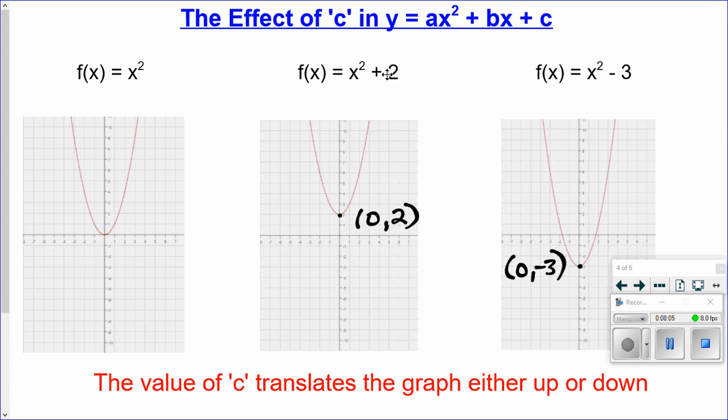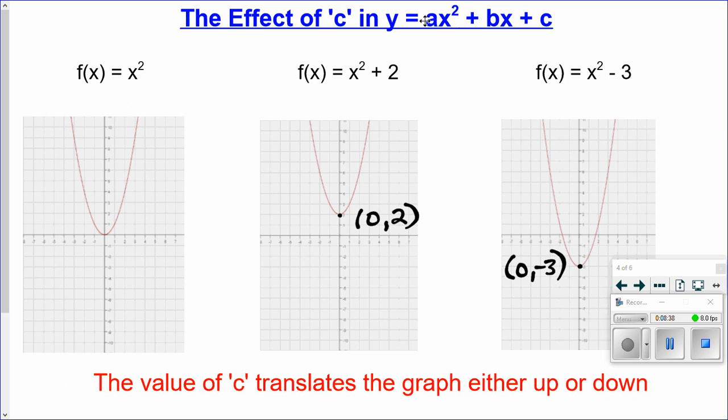So hopefully you can see what this c value does is it shifts the parabola up or down. So it's a vertical translation. So it's moving your parabola either up or down. Specifically, it's moving the vertex. So when the c value is 0, the vertex is at 0. When the c value was 2, the vertex was at 0, 2. When the c value was -3, it was at 0, -3. Okay, so the value of c translates the graph either up or down.